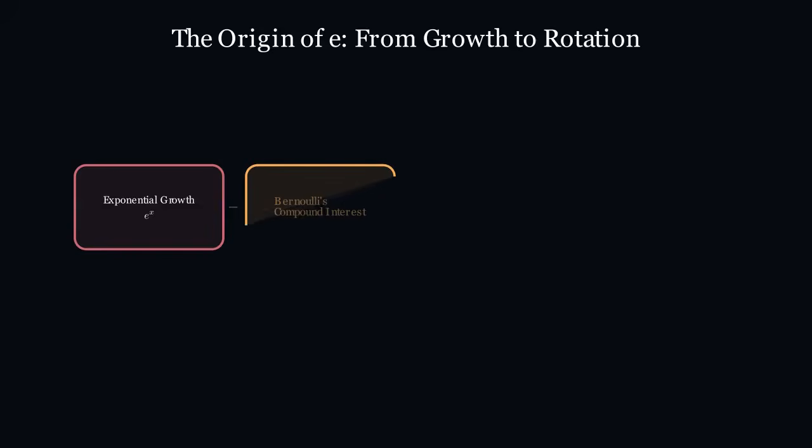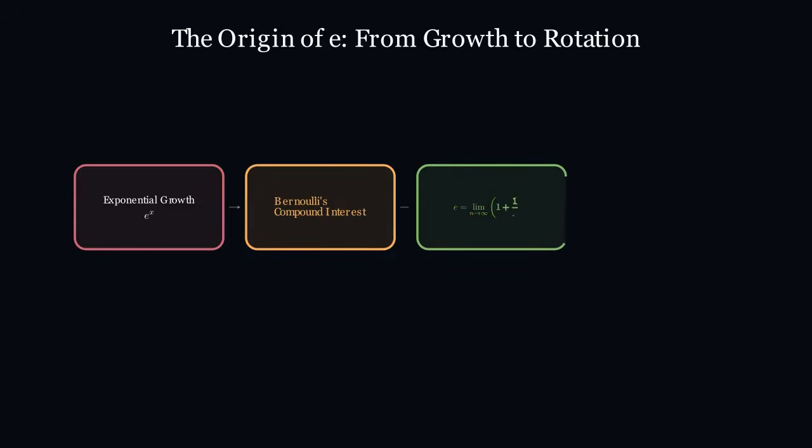To understand why we use this specific number as the base for all these rotations, you need to see how Bernoulli found e.